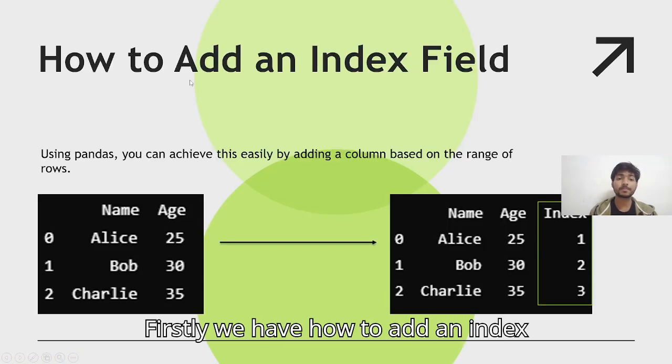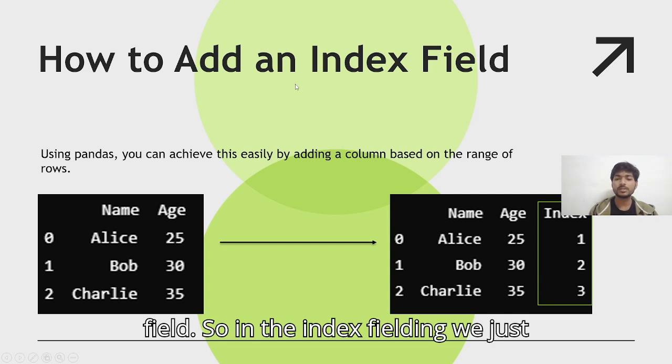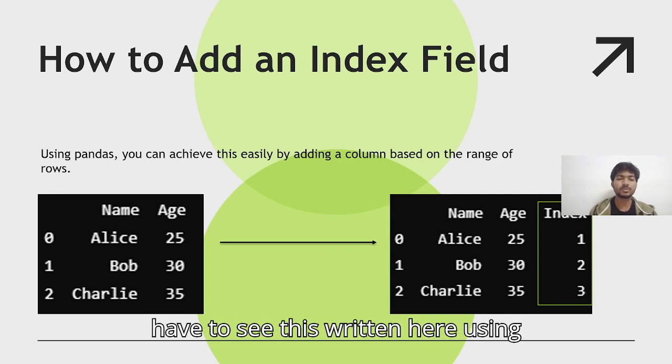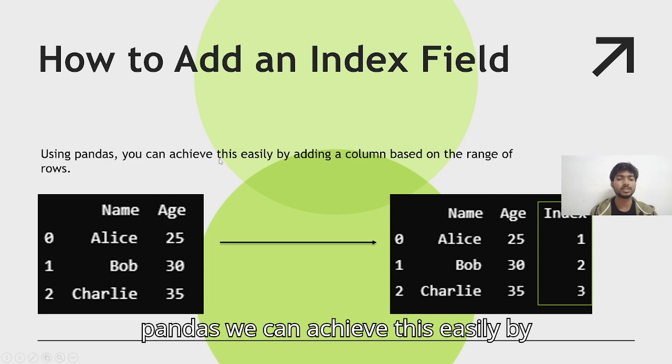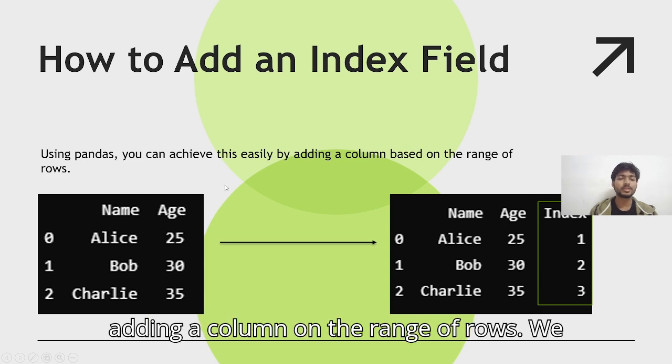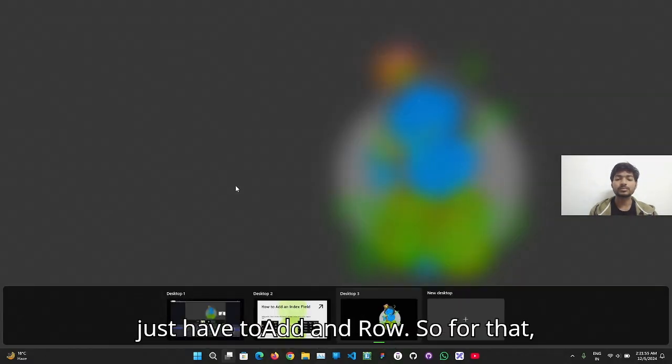Firstly, how to add an index field. As it is written here, using pandas we can achieve this easily by adding a column based on the range of rows.